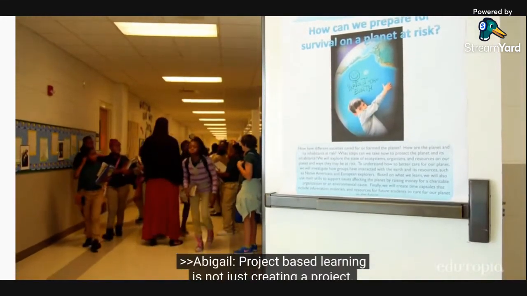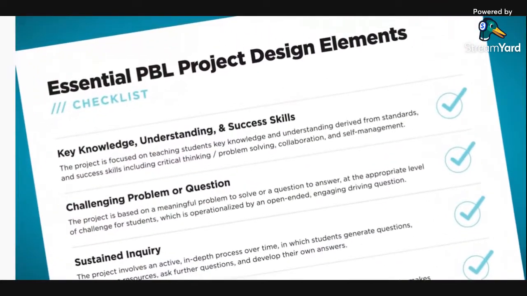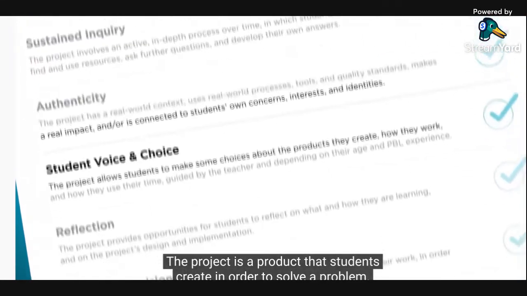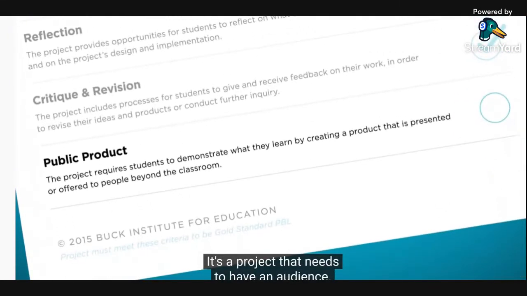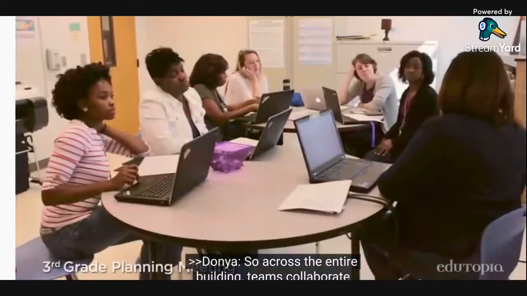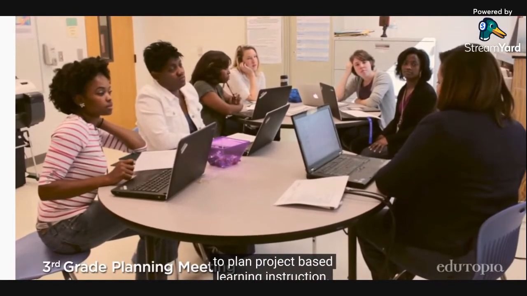Project-based learning is not just creating a project. It is not teaching theme units. It's solving a problem. The project is a product that students create in order to solve a problem. It's a project that needs to have an audience and needs to have a lasting impact. So across the entire building, teams collaborate to plan project-based learning instruction.